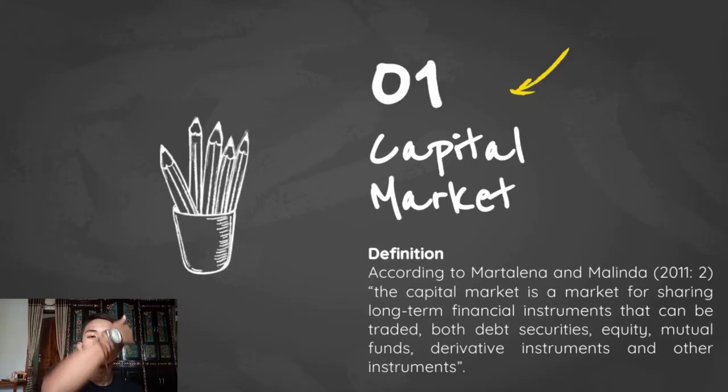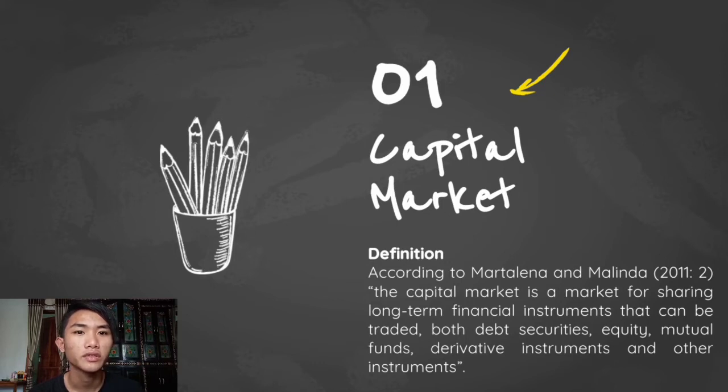Okay, directly to the first point, that is about capital markets. According to Marcelina and Melinda 2011, the capital market is a market for sharing long-term financial instruments that can be traded, both debt securities, equity, mutual funds, derivative instruments, and other instruments. The capital market has an important role in the economy of a country because the capital market carries out two functions, namely an economic function and a financial function.